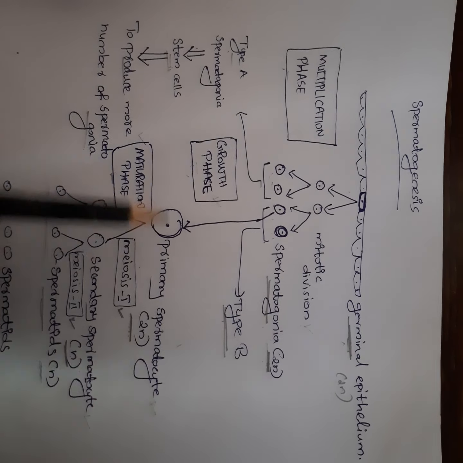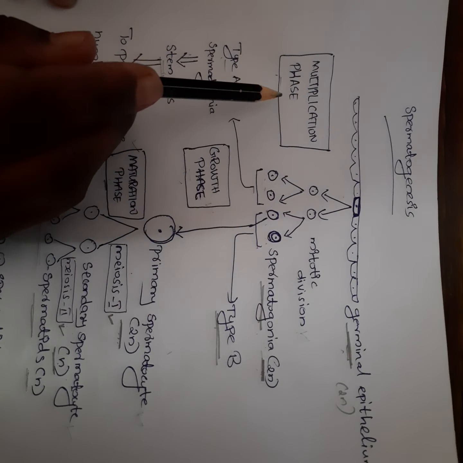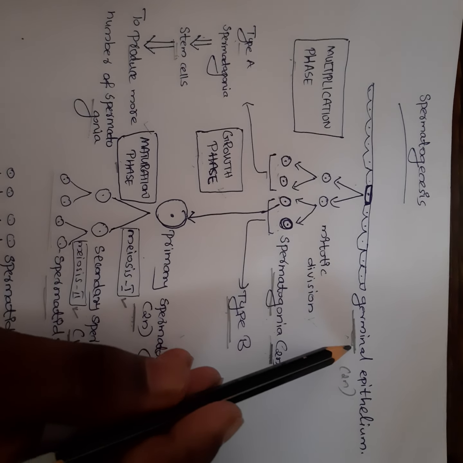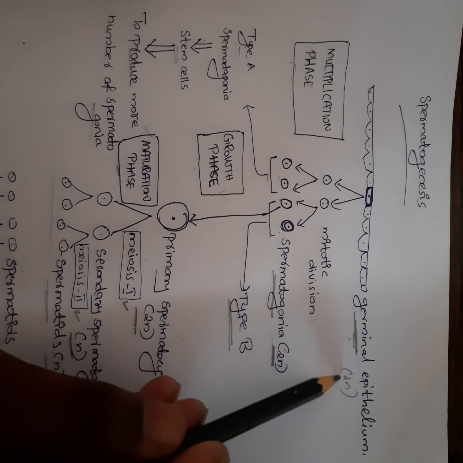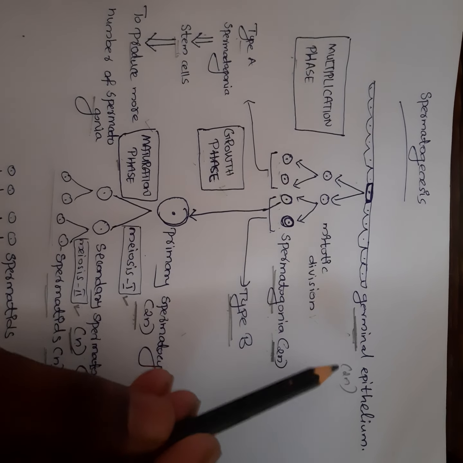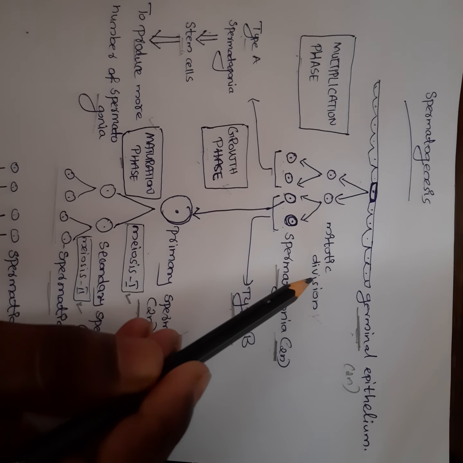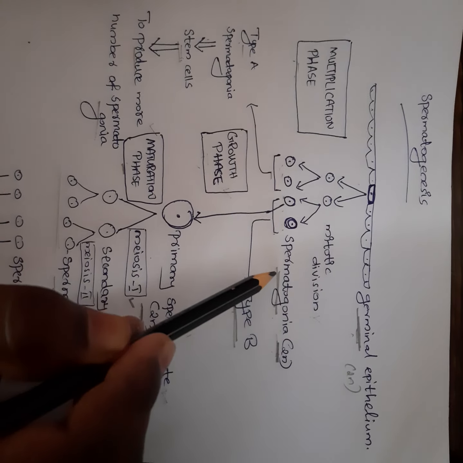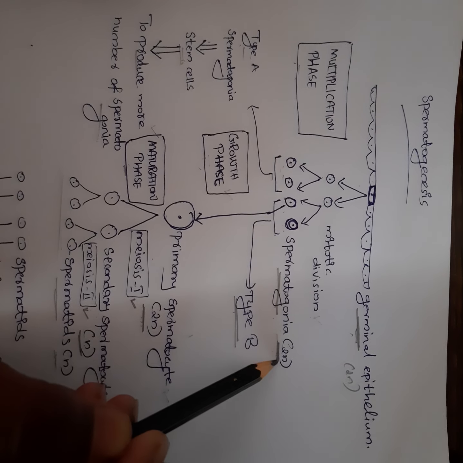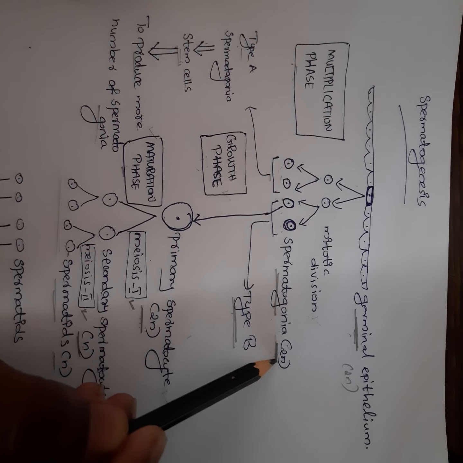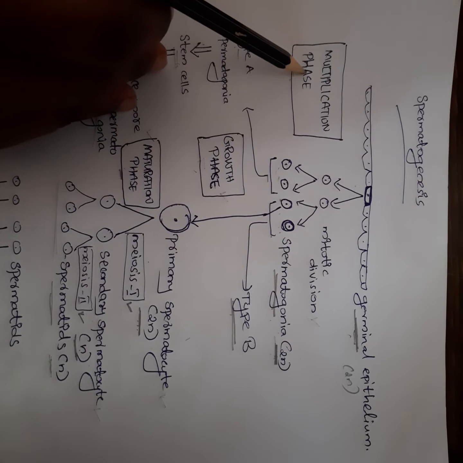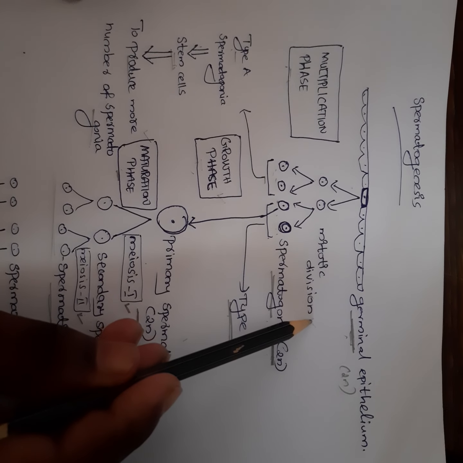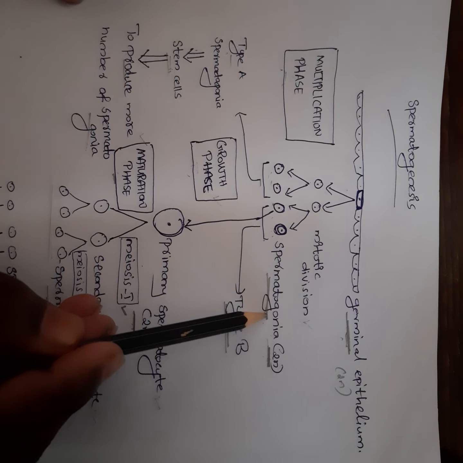Next, I am taking the three stages in spermatogenesis. Here there will be the multiplication phase, growth phase, and maturation phase. First of all, I am taking the germinal epithelium. The germinal epithelium is diploid, or 2n condition, and it will undergo mitotic division and form different cells. These cells are called spermatogonia, and they will be in diploid condition. This phase is called the multiplication phase. In the multiplication phase we can see mitotic division, or mitosis, which forms diploid spermatogonia.